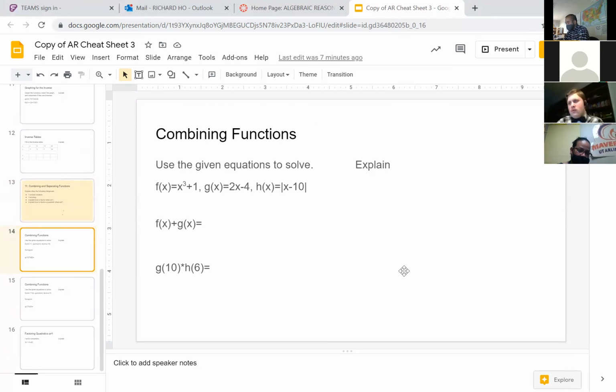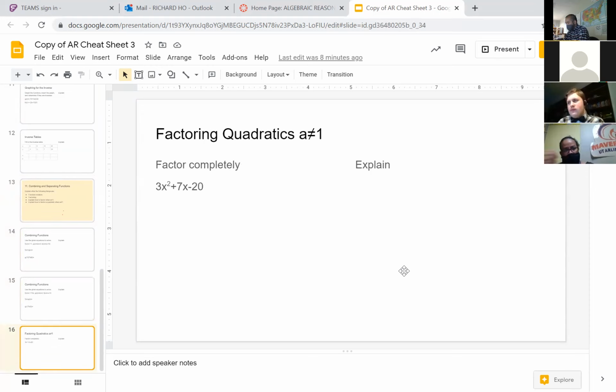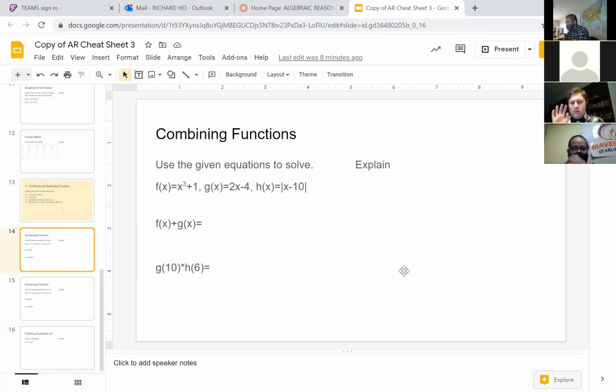Combining functions, combining and evaluating. Then you also, that's kind of the same thing. And you also factoring. No, there's only one question on there. Okay, well, cool.